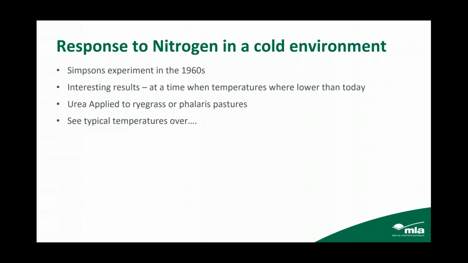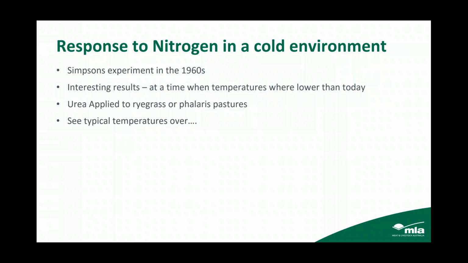We're very close to finishing now, but if we look at a series of experiments in the 1960s, now I did see Richard Eckard's, and it was great because it had all that ryegrass work, but for some of us who live in colder environments, it's worth thinking about what happens when we put nitrogen on in really cold places, like Canberra. So Simpson worked in and around Canberra in the 60s. There are some interesting results. And remember, at a time when temperatures were probably a little bit lower than they are today.